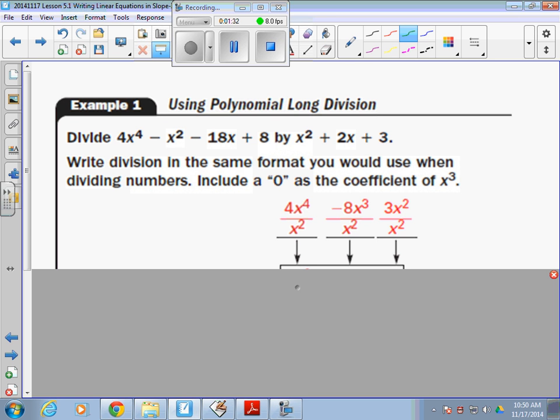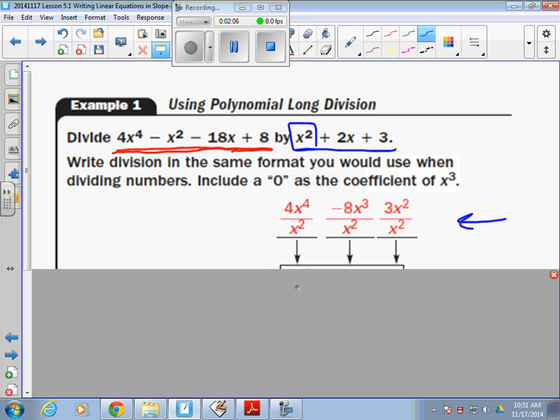Okay, this is the first one. This is long division. It says to divide this polynomial right here, 4x to the fourth, minus x squared minus 18x plus 8, all four of those terms, by this polynomial right here, x squared plus 2x plus 3. First off, you're going to divide everything that I underlined in red right there by the first term, x squared, and that's what's happening on this first line here. 4x to the fourth is being divided by x squared.